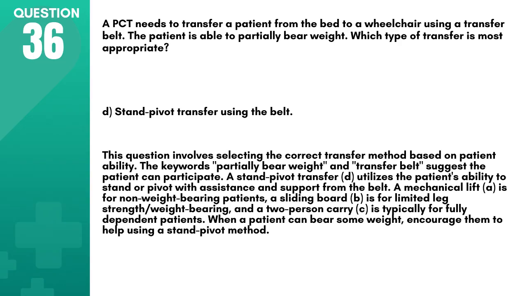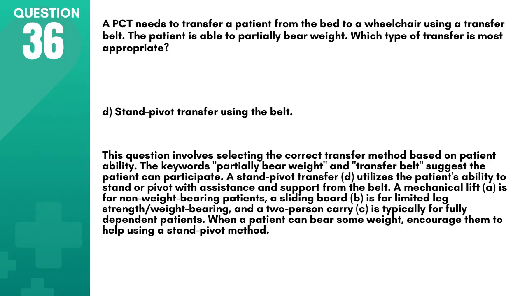Answer, D. Stand pivot transfer using the belt. This question involves selecting the correct transfer method based on patient ability. The keywords partially bear weight and transfer belt suggest the patient can participate. A stand pivot transfer, D, utilizes the patient's ability to stand or pivot with assistance and support from the belt.